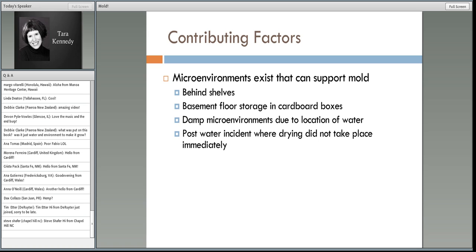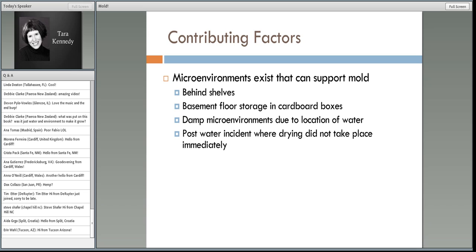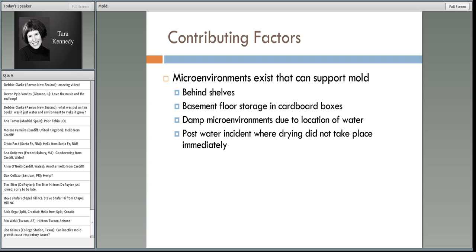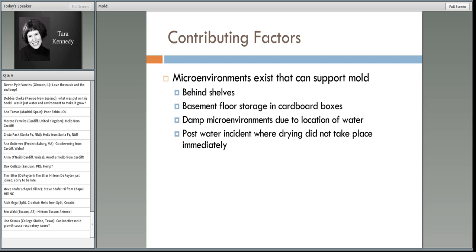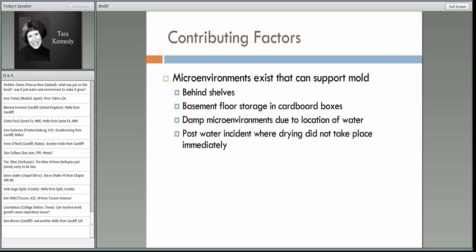So some contributing factors that can make mold grow more quickly or spread more widely. Microenvironments exist that can support mold growth, and these can be in environments that are controlled or not. The most common ones are behind shelves where air circulation isn't so great, and basement floor storage in cardboard boxes, especially underneath the cardboard boxes. Damp microenvironments due to the location of water can be near sinks, bathrooms, windowsills, any place where there's active leaking. And any place where there's a post-water incident where drying did not take place immediately. That's a big one.